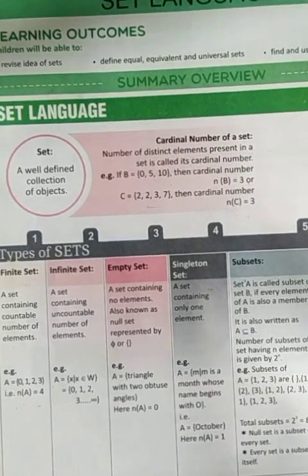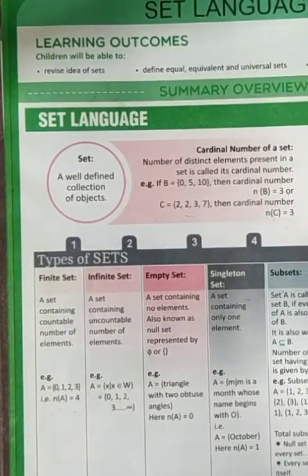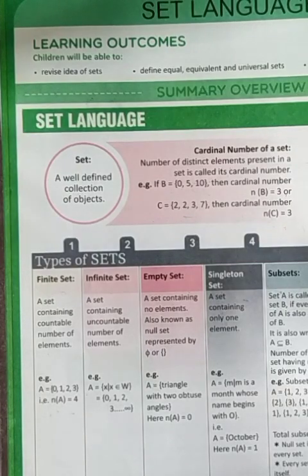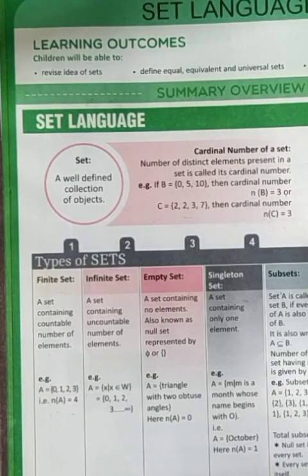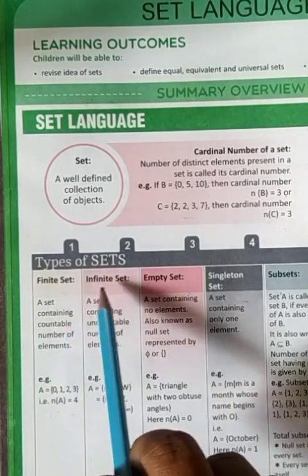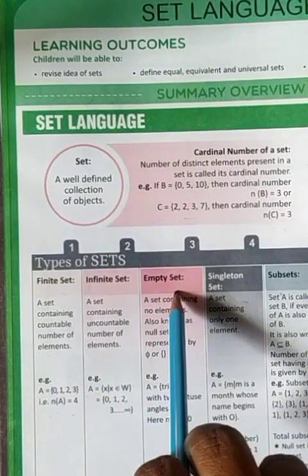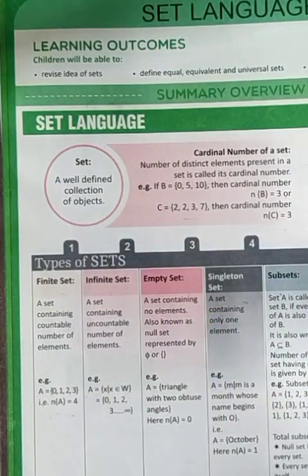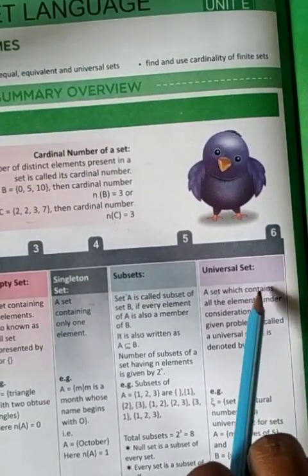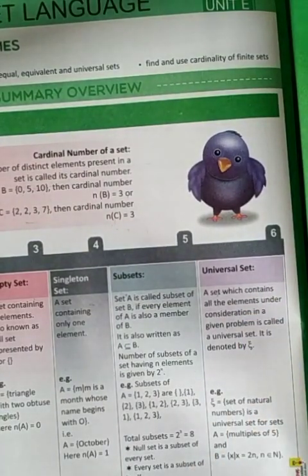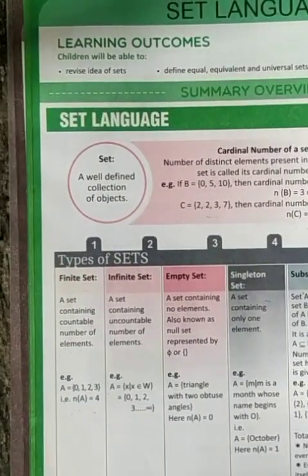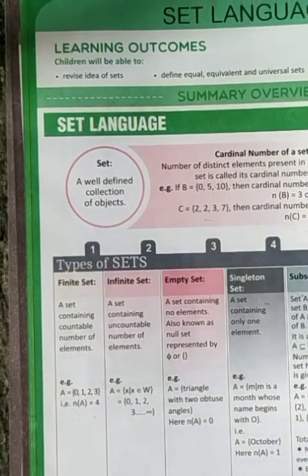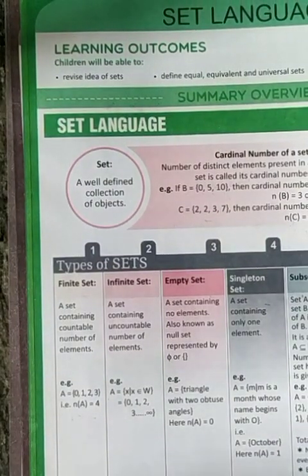Next we will see types of set. There are 6 types of set: finite set, infinite set, empty set, singleton set, subset, and the universal set. Now we will see what you mean by finite set.